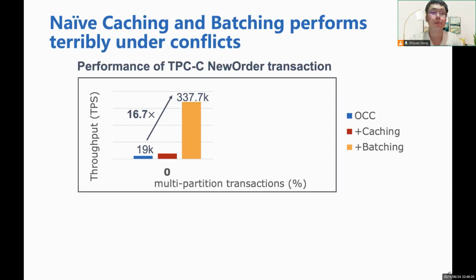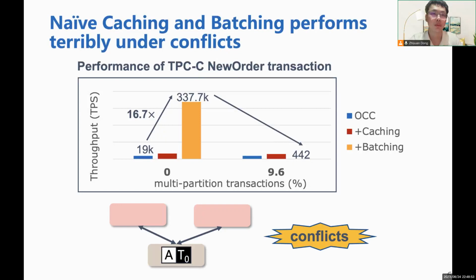To dig into the reason, we conducted an experiment using TPC-C new order transactions and incrementally introduced caching and batching into the OCC system. When all transactions were limited to a single partition, the peak throughput increased by a factor of 16.7. However, when roughly 10% of the transactions involve multi-partitions, the performance drops significantly. This leads us to conclude that conflicts between transactions have a large effect on performance.